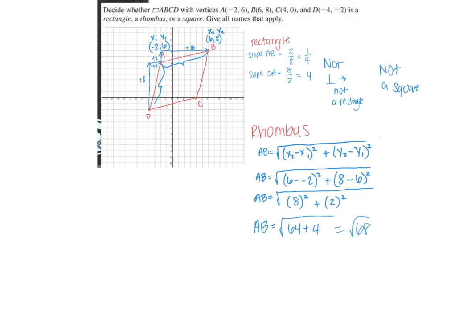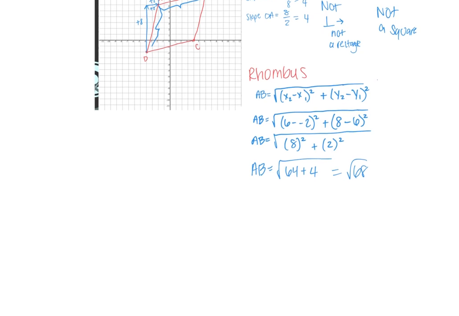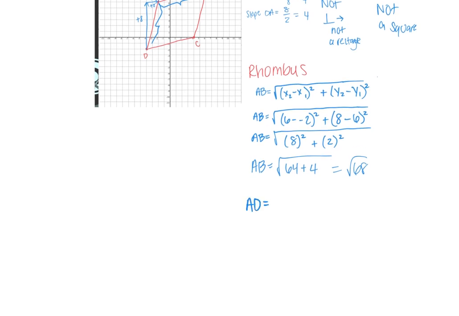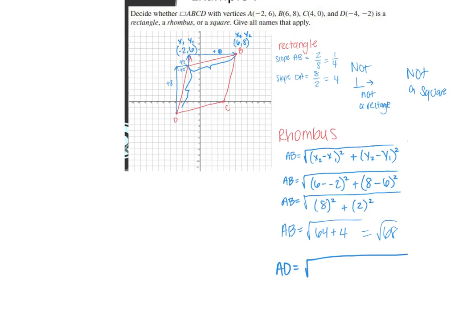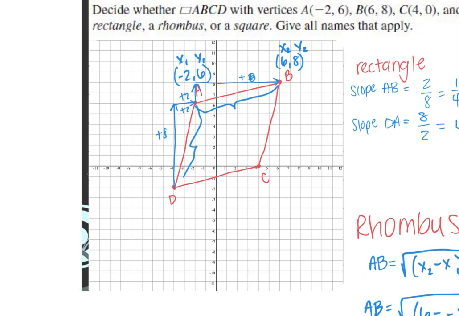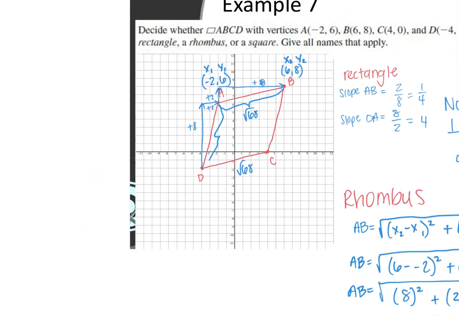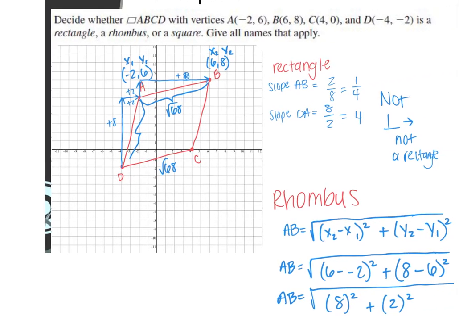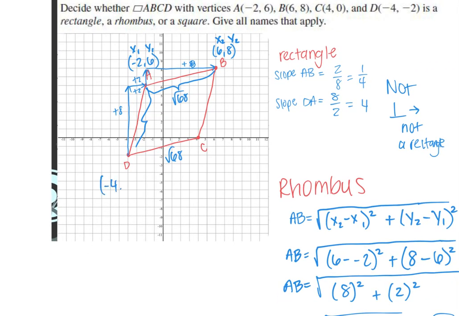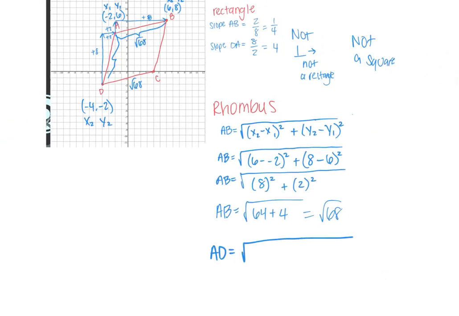Now, we have to use the distance formula for what other side? AD. So we're going to find AD. Remember, we have to pick two sides that are next to each other. Because it's already a parallelogram, we know that if this is the square root of 68, this has to be the square root of 68. But we need to prove that the two that are next to each other are the same length as well. All right, so A was -2, 6. D was -4, -2. So we'll make this now x2 and y2. All right, so set up our formula.